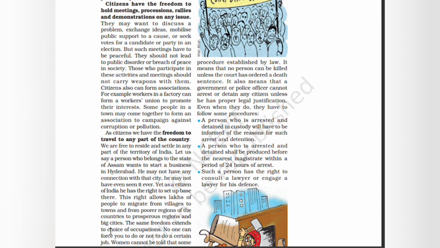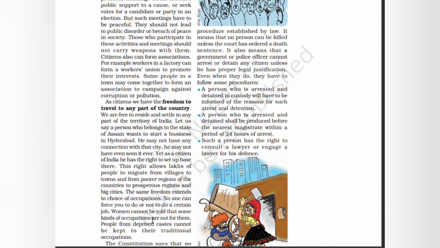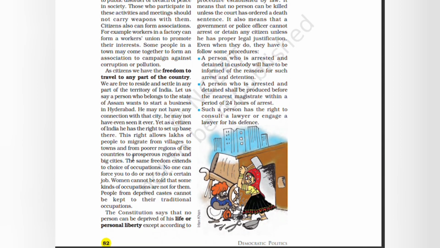This right allows lakhs of people to migrate from villages to towns and from the poorer regions to the prosperous regions and big cities. The same freedom extends to choice of occupation. No one can force you to do or not to do a certain job. Women cannot be told that some kinds of occupations are not for them. People from deprived classes cannot be kept to their traditional occupations.